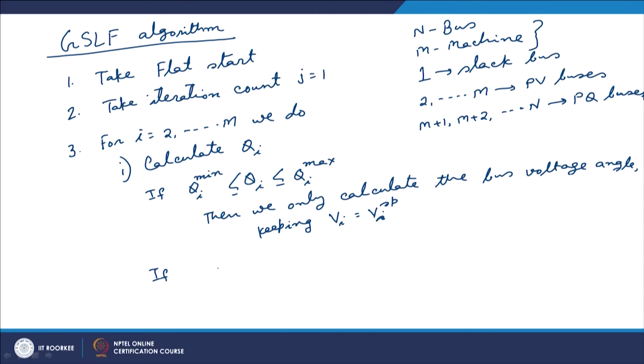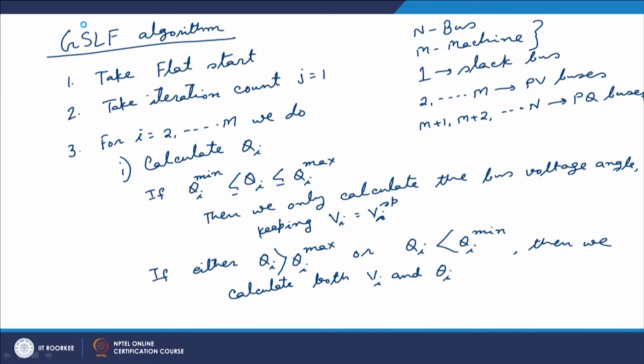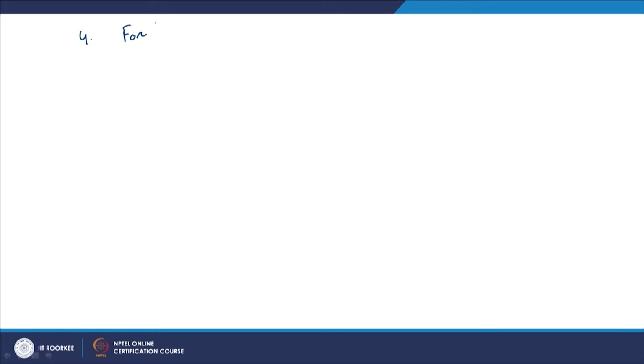And if Qi is greater than Qi max or Qi is less than Qi min, then we calculate both Vi and theta I, where theta I denotes the bus voltage angle of bus I. And then, for I is equal to m plus 1 to n, that is for load buses, we calculate both Vi and theta I.